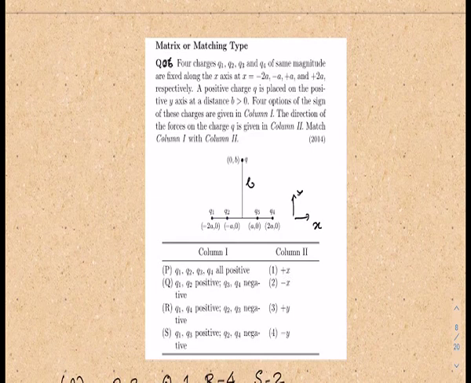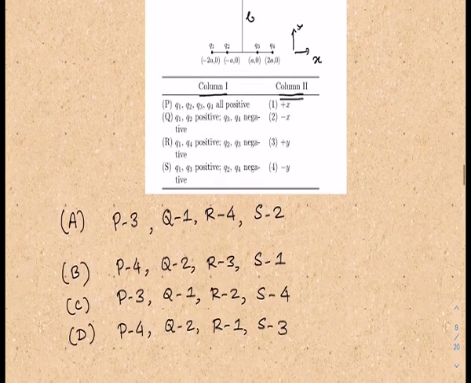What you are asked to find out is basically the direction of the forces. The direction of the forces is given in column 2, and the sign of the charges is given in column 1, because you see they are the same magnitude. So depending on the sign of the charges, you are going to get force along different directions. You have to match which direction corresponds to column 1 and column 2. So that is what the problem is. So these are the options. So let us do it.